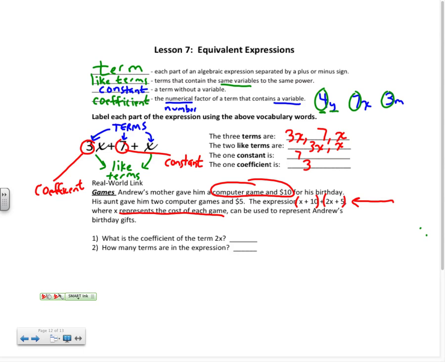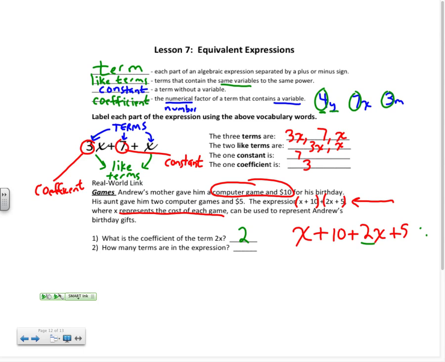Let's take a look at this algebraic expression and answer the next 2 questions. What is the coefficient of the term 2x? So the number attached to the variable is 2, so the coefficient's 2.